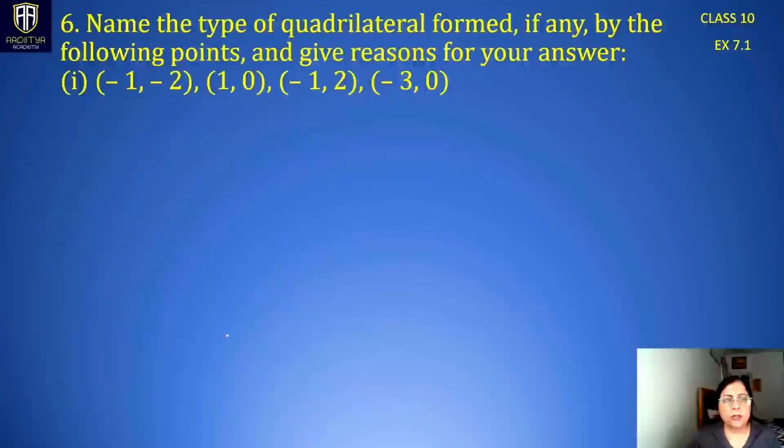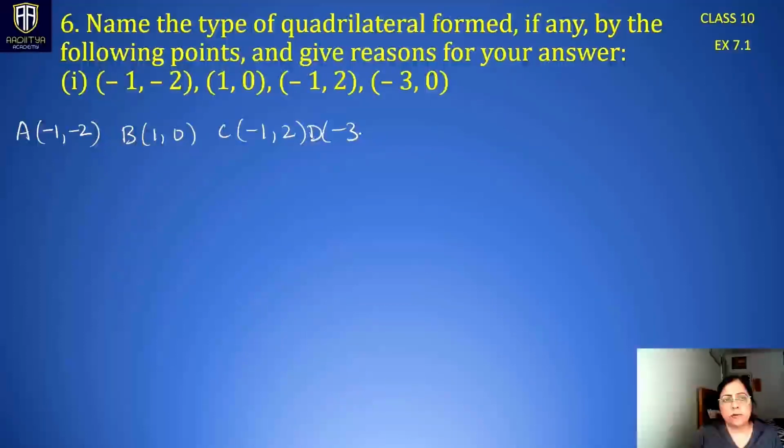Next question is: name the type of quadrilateral formed, if any, by the following points and give reasons for your answer. Here we have to look for some special kind of quadrilateral if it can be formed from these 4 points. Minus 1, 2. This is D, which is minus 3, 0. So first of all, we have to look for the lengths of all the sides of the quadrilateral.